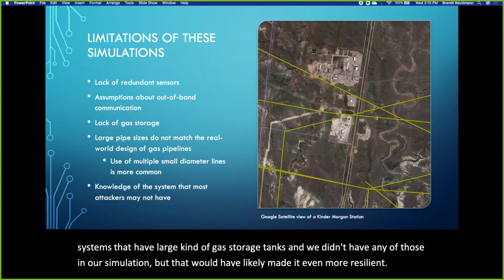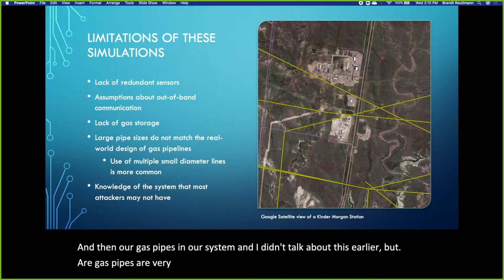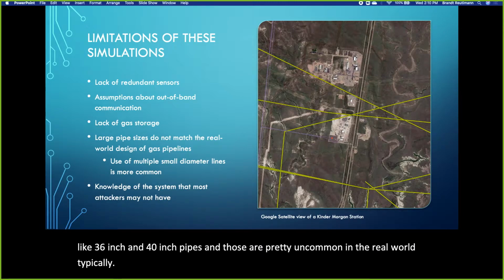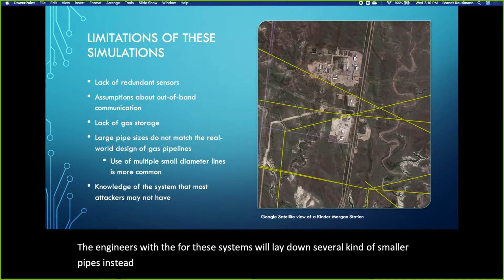And then our gas pipes in our system, and I didn't talk about this earlier, but our gas pipes are very large in diameter. So for this Colorado model, there's 36-inch and 40-inch pipes, and those are pretty uncommon in the real world. Typically, the engineers for these systems will lay down several smaller pipes instead of one or two very large pipes. And that's something that we didn't model.